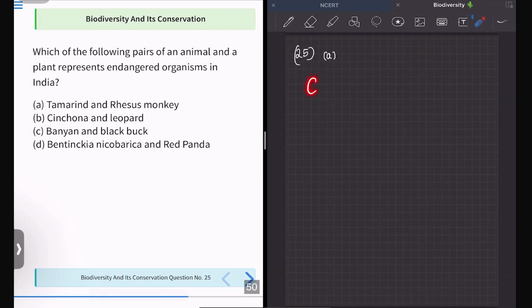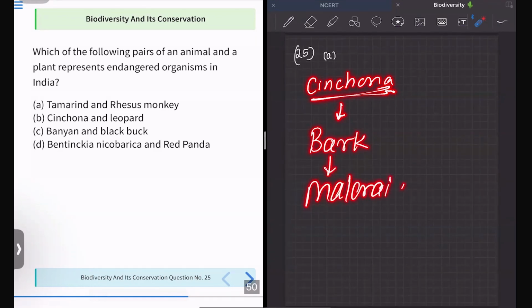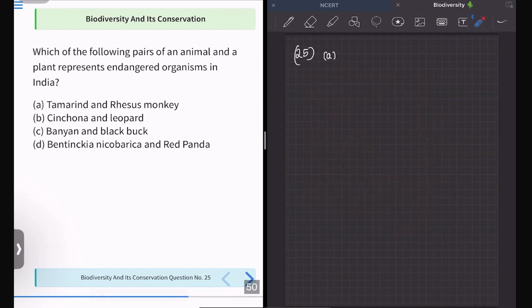Option B is saying cinchona and leopard. So you may know that cinchona is a tree whose bark is used to make malaria medicine. Okay, this is the importance. And the malaria medicines are easily available because the tree itself is easily available. That means the number is high. We are not facing any endangering or extinction for this plant. The plant species is available in high number, so we have no issues.